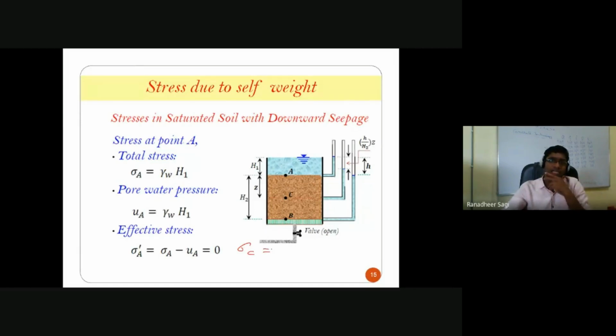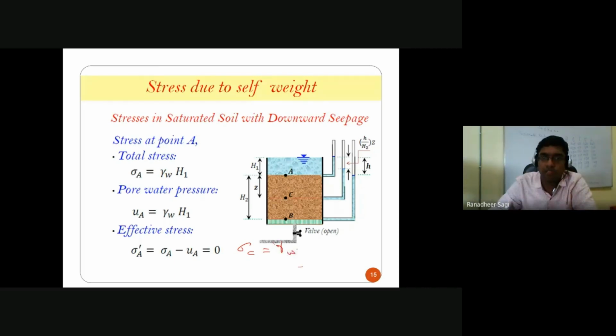Now, how do we calculate the total stress at point C? It's all because of the material which is there over and above the position of point C. So that's some part of the soil that is a depth of Z meters, and over that you have H1 meter of water body. So total stress at point C is nothing but the unit weight of water into the corresponding height of water body, that is H1, plus the soil is saturated.